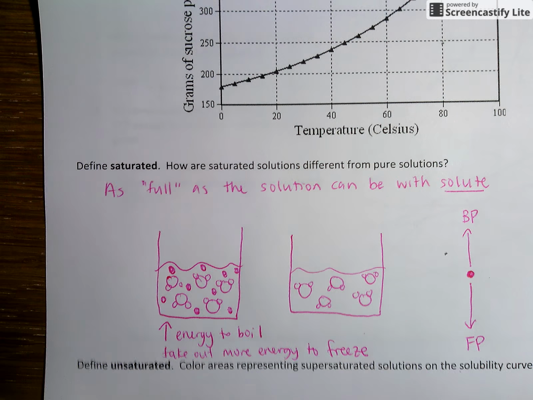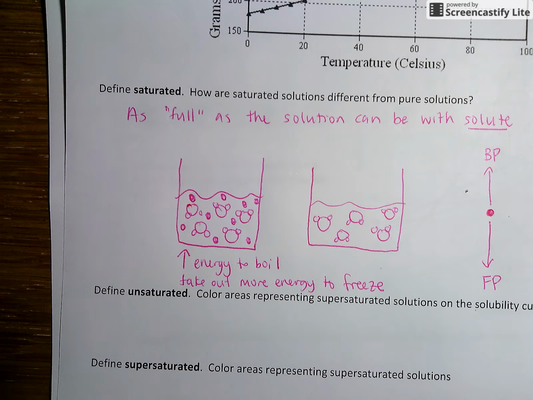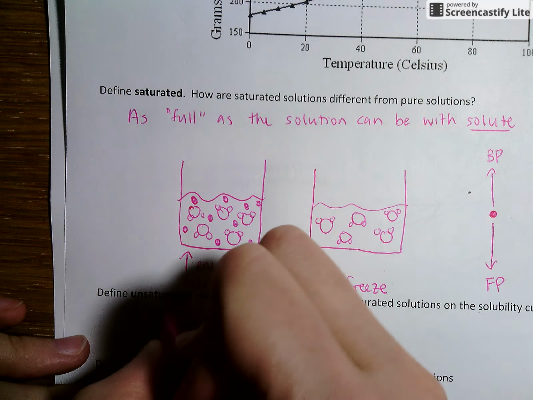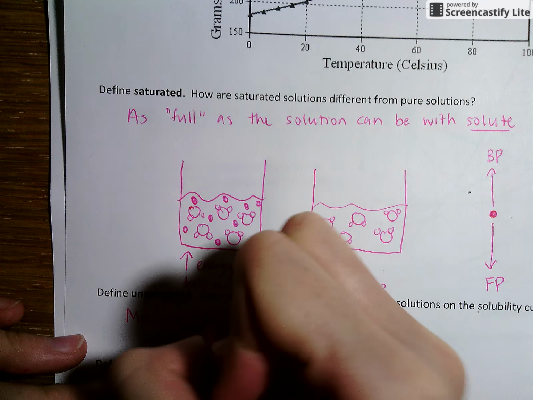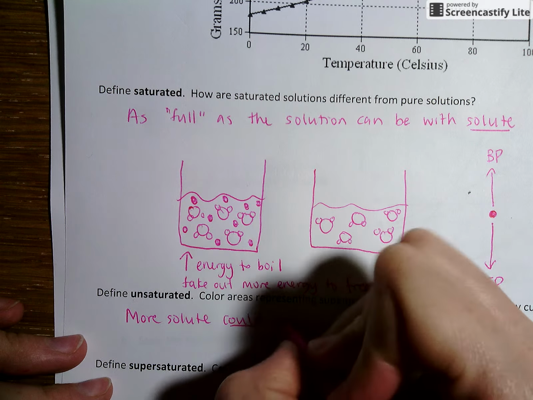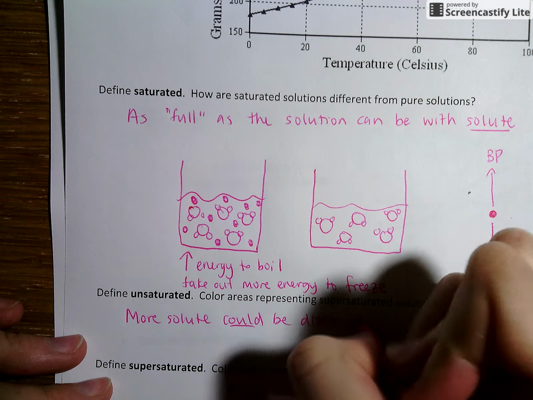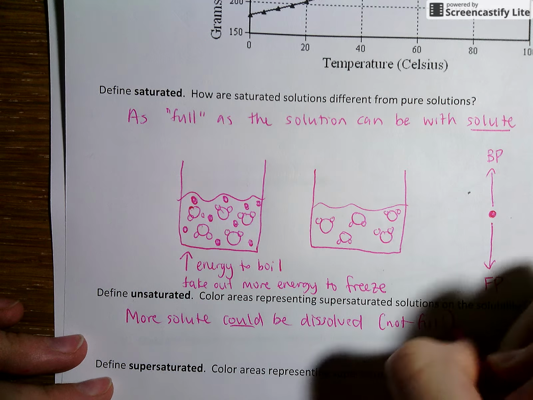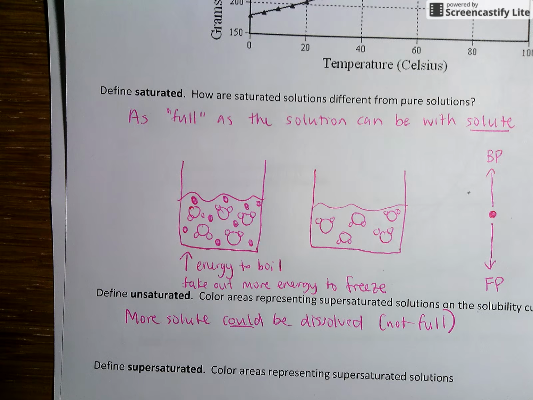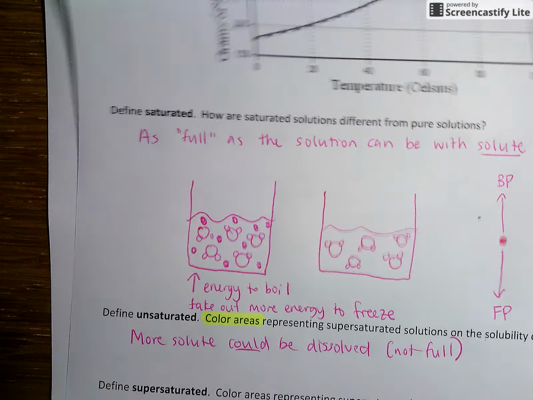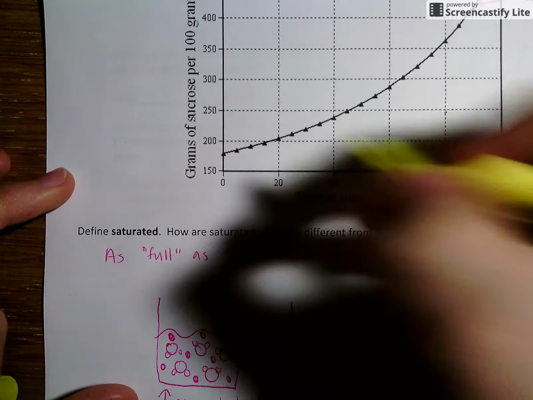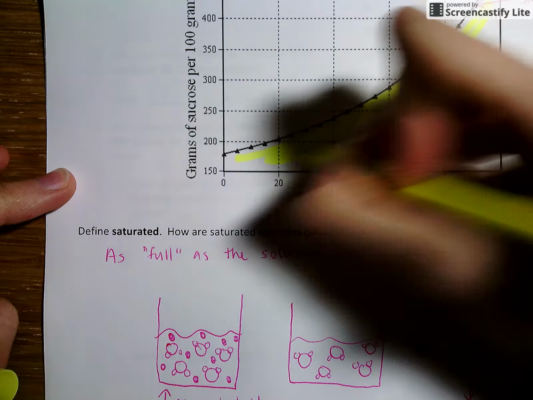If you're unsaturated, it's like being unsatisfied. You must not be full. So unsaturated, when we talk about solubility, means more solute could be dissolved. So you're not full. And on the graph, as you can imagine, if that line represents what it takes to be full, what it takes to be saturated, I'll highlight the area where we are unsaturated, and that's going to be this whole mess down here.